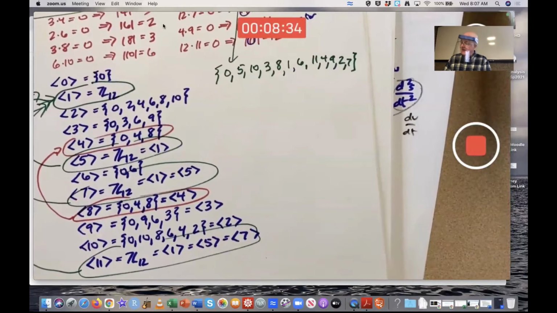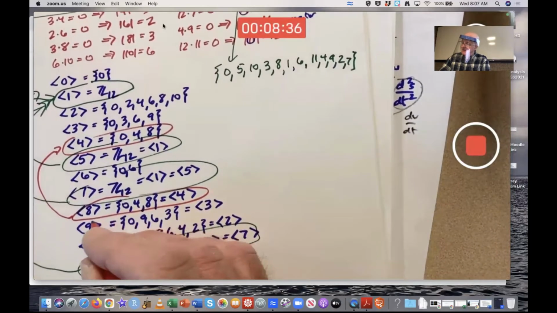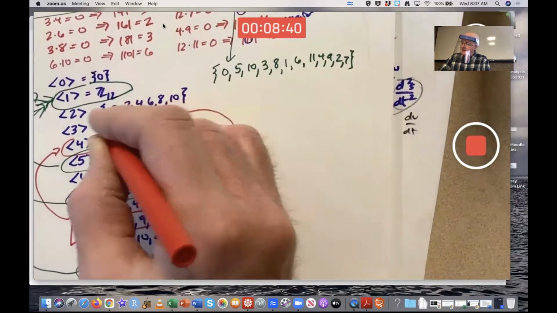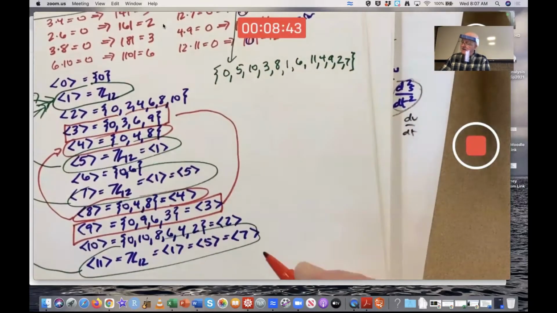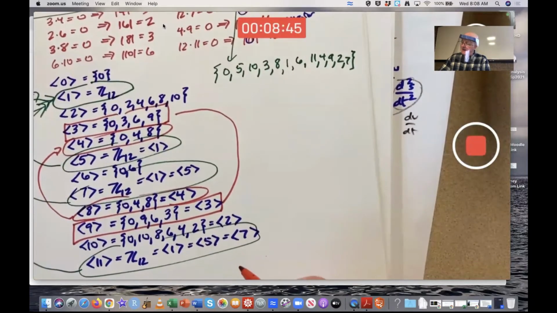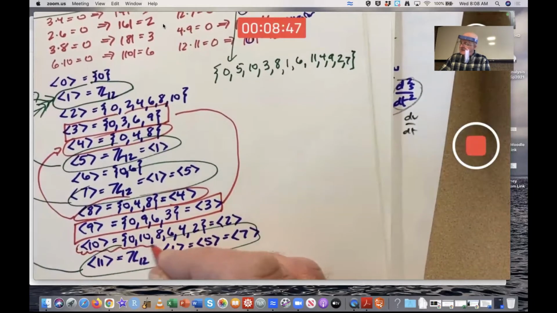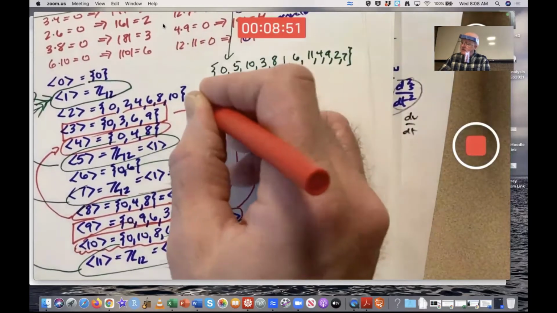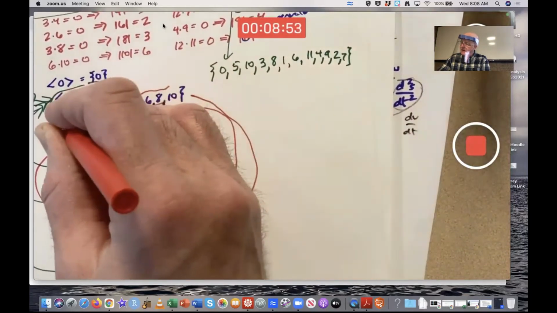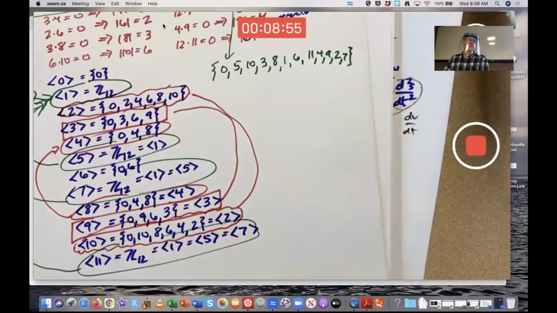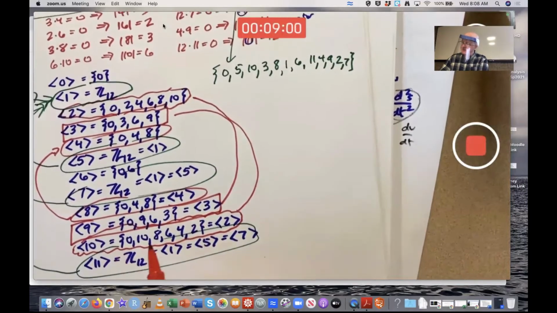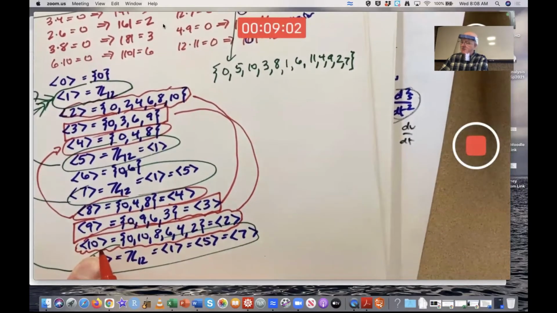This one matches this one. And this one matches this one. You can write those subgroups with either notation. You could, for example, write this one either as the subgroup generated by 10 or as the cyclic subgroup generated by 2.